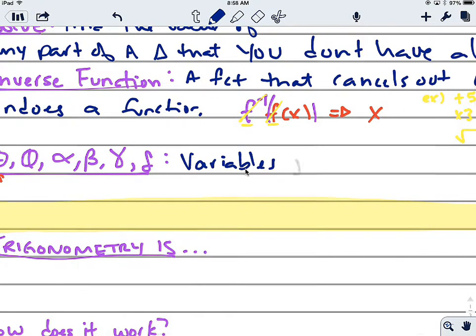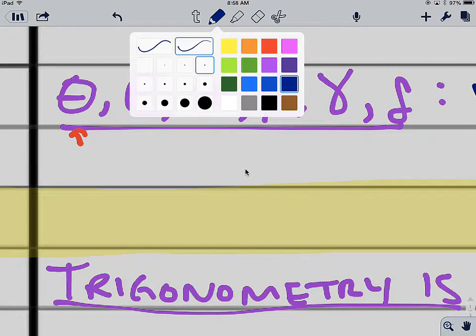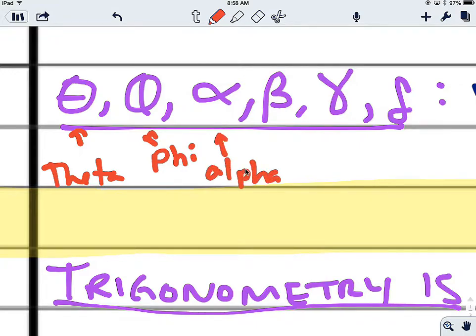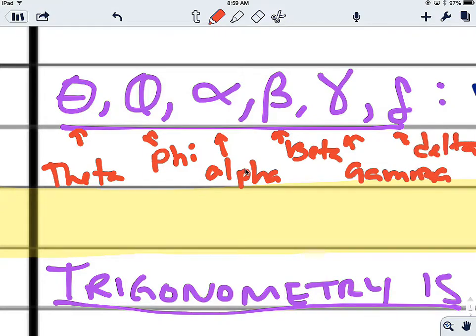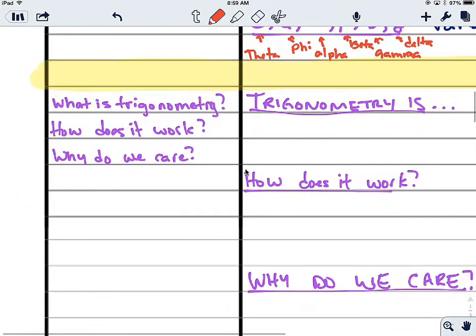Okay? They're variables just like x and y. But when you study geometry in a more traditional sense, these are the more common variables you see for angles. What's a T? That's theta, that's phi, that's alpha, that's beta, which is like a B, that's gamma, that's mu, and that's delta, like a D. So these are just the Greek letters that we use to denote variables.